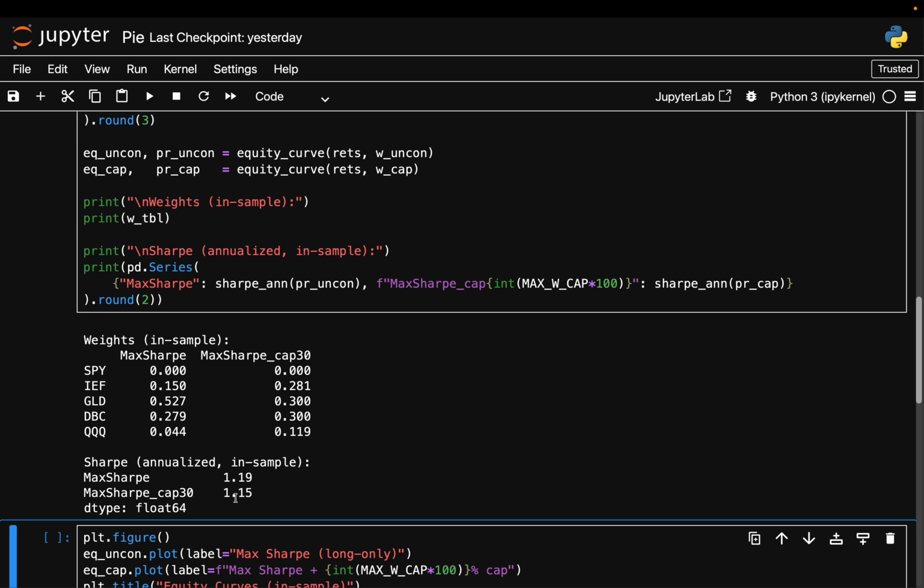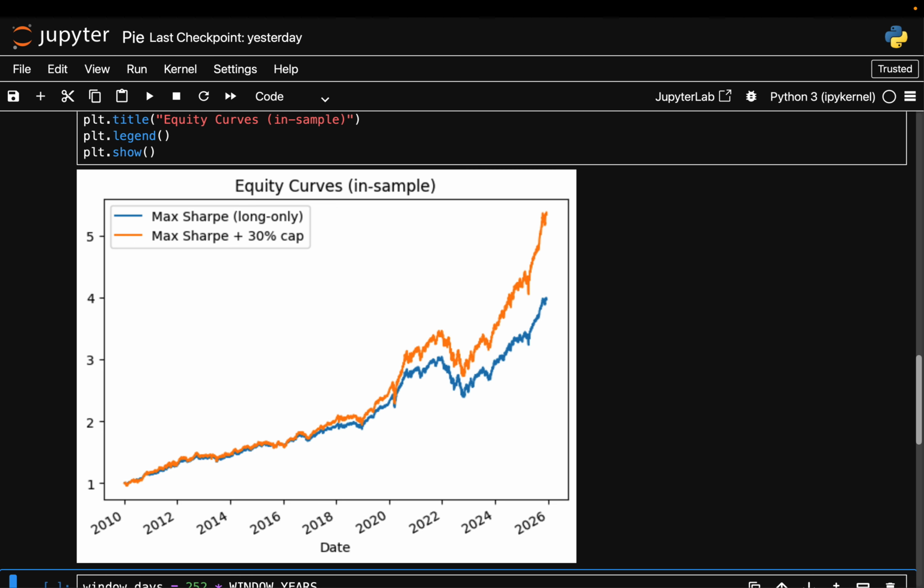Here are the equity curves, so let's plot them. And at first sight, you see they're very, very similar. If you stopped here, you'd probably be comfortable running either portfolio. But this still tells us nothing about how stable these allocations are.